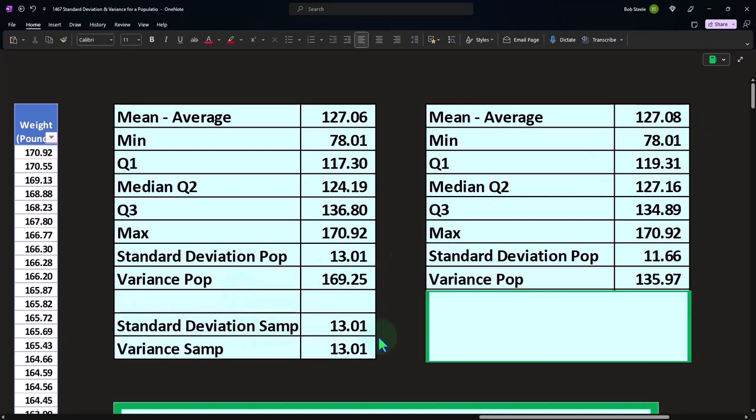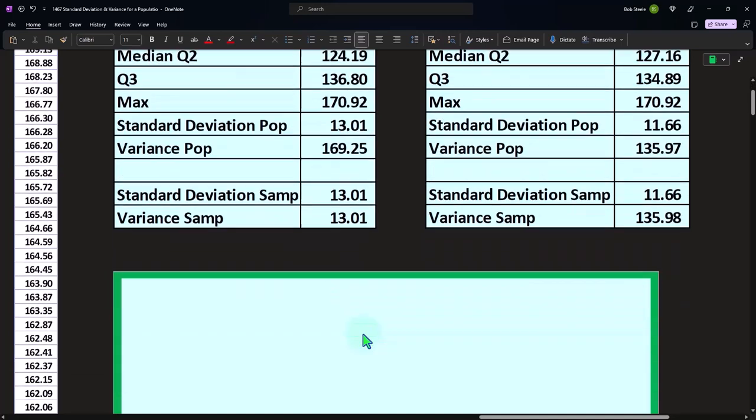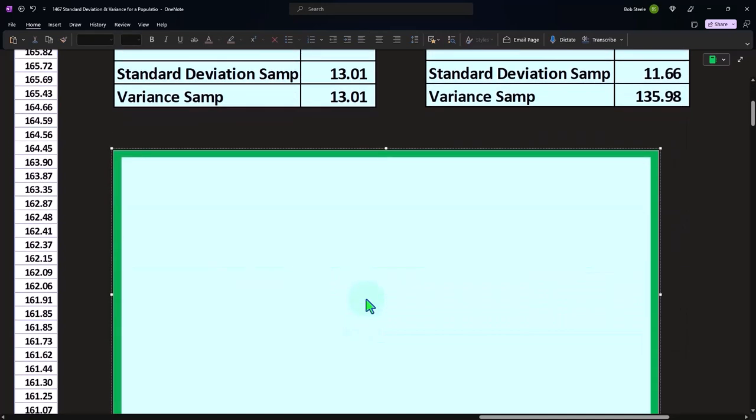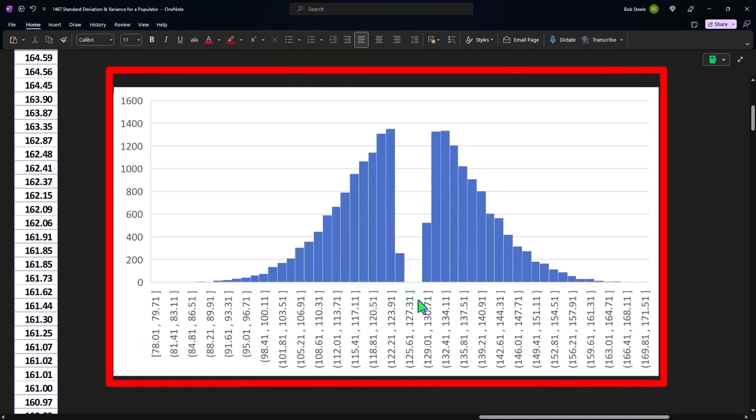And then if I looked at those with the sample, these are just a comparison with the sample, they also are higher if I used the sample calculation instead of the population. And here's the actual histogram. So you can see what happened here. I deleted a lot of the data in the middle.